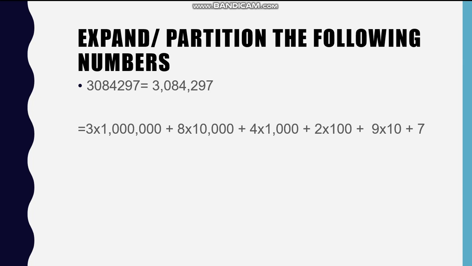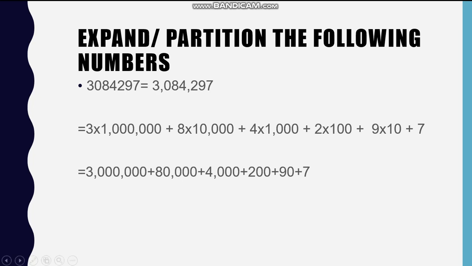Now 8 times. Now count how many digits are there after 8. 1, 2, 3, 4. So you have to write 1 and 4 zeros. Then 4, and after that count how many digits are there? 3. So 1000 plus 200 plus 9 times 10 plus 7. When you simplify, you will get this. Just multiply this. So 3,000,000 plus 80,000 plus 4,000 plus 200 plus 90 plus 7.